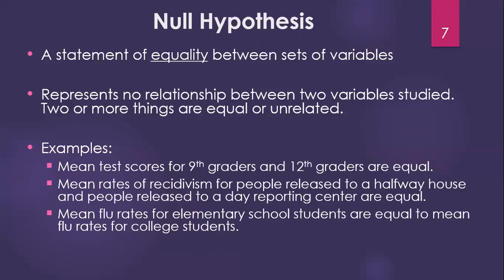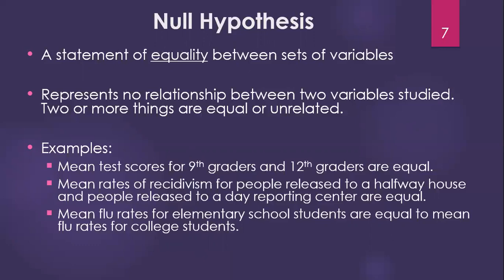Okay, null hypotheses. There's two different types of hypotheses for any research question or research statement you have. There will be one hypothesis that's called the null hypothesis, and then another hypothesis that's called the alternative hypothesis. So for any research statement, there's two hypotheses. One is the null, one is the alternative. The null hypothesis is always a statement of equality between the sets of variables. The null hypothesis is always that there is no relationship between the two variables being studied. In other words, if we're thinking about our blank influences blank, our independent variable influences the dependent variable, the null hypothesis is always that the independent variable does not influence the dependent variable.